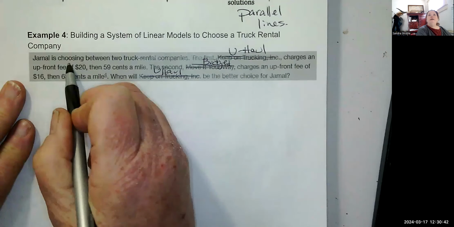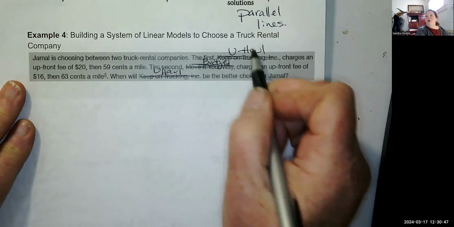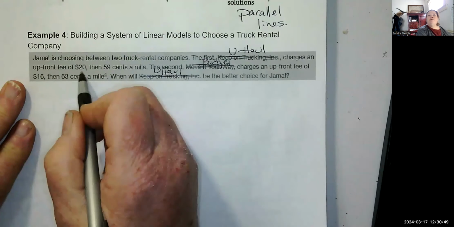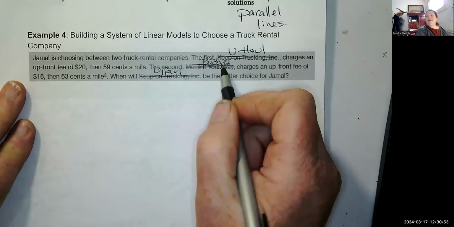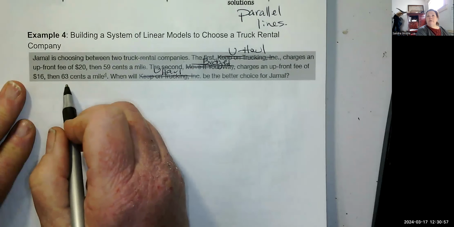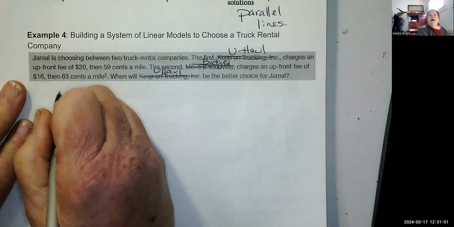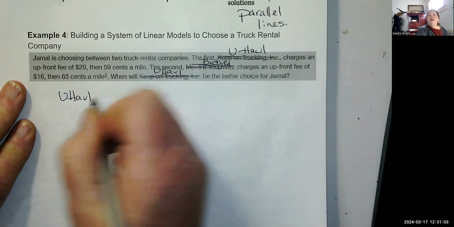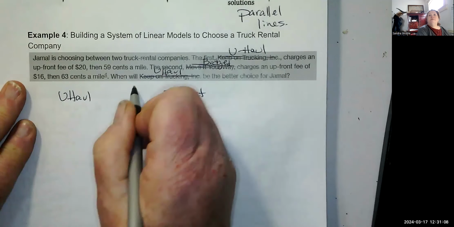All right, Jamal is choosing between 2 truck rental companies. The first is U-Haul, and it charges an upfront fee of $20 and 59 cents a mile. The second's Budget, and they charge an upfront fee of $16 and 63 cents per mile. When will U-Haul be the better choice for Jamal? Okay, so I label these. And let's just create them.